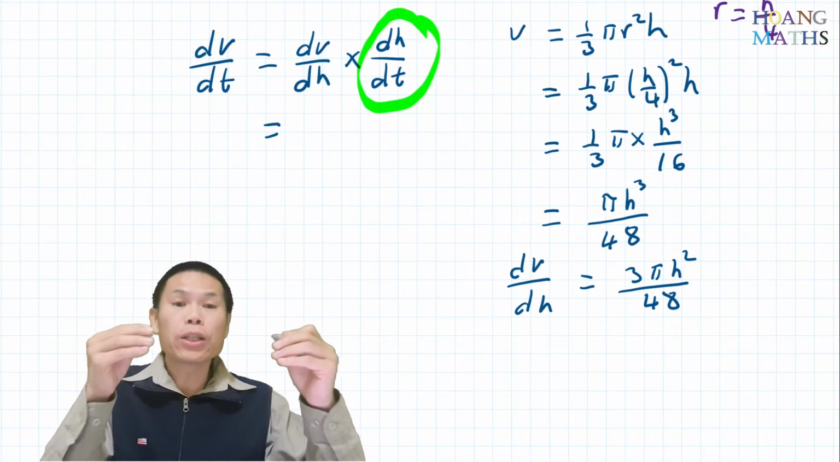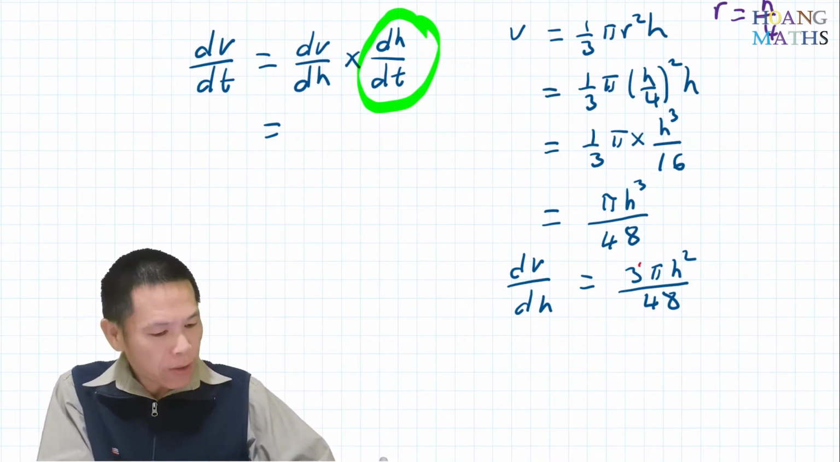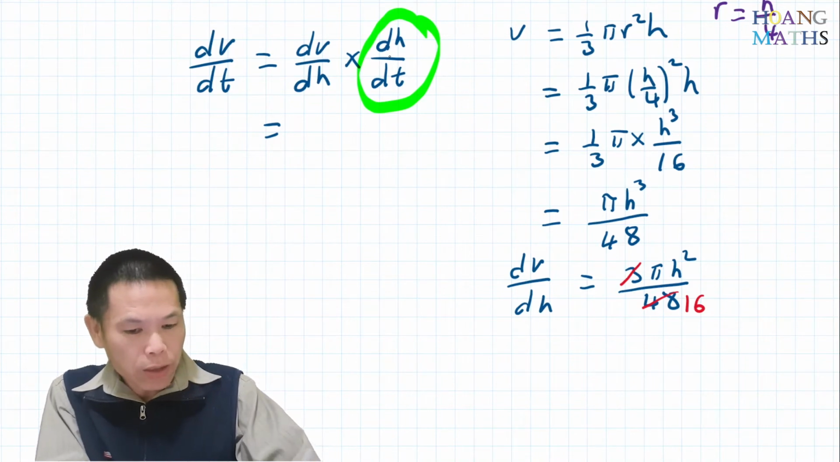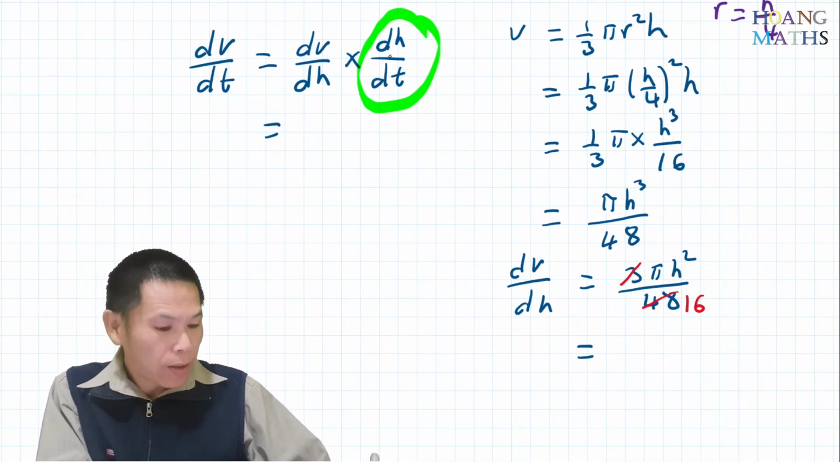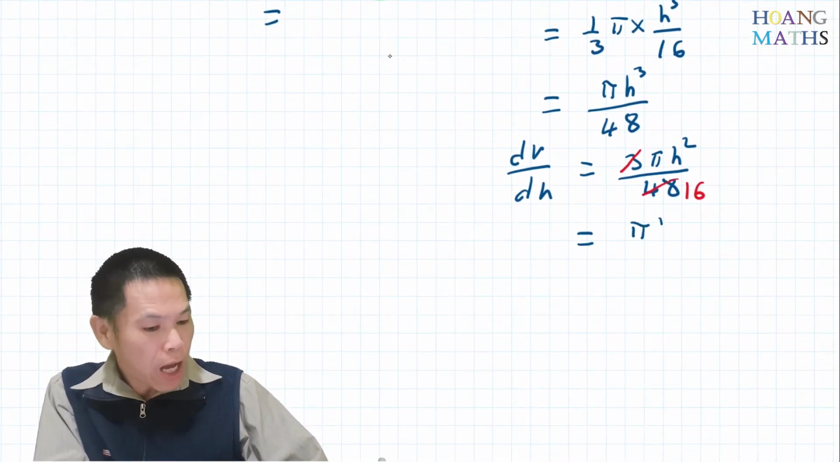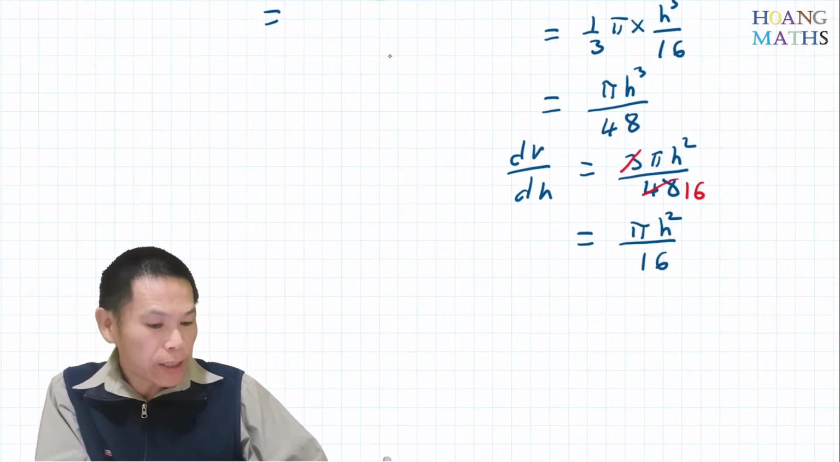Now I just simplify this. You divide this by 3, so that will give me 16. I just move this up. This gives me πh² over 16.